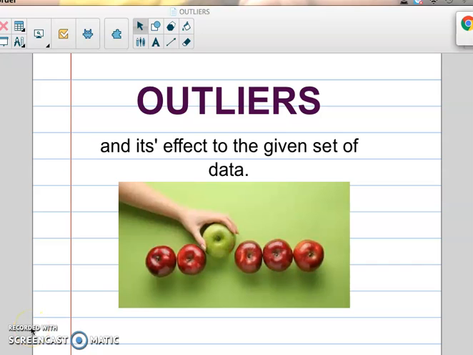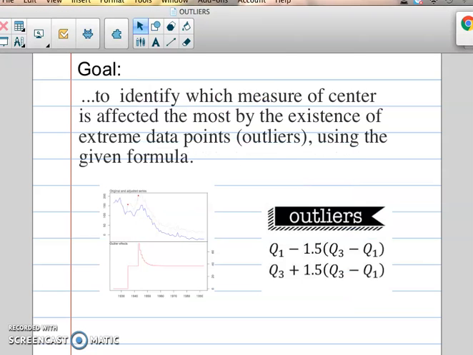Good morning, everyone. We are on our second topic for this week, outliers. And we would like to know the effects of outliers to the given set of data. So our goal for today is to identify which measure of center is affected the most by the existence of the extreme data points, which we will be calling outliers, using a given formula. So I have a formula here. I'm gonna tell you more about it later.